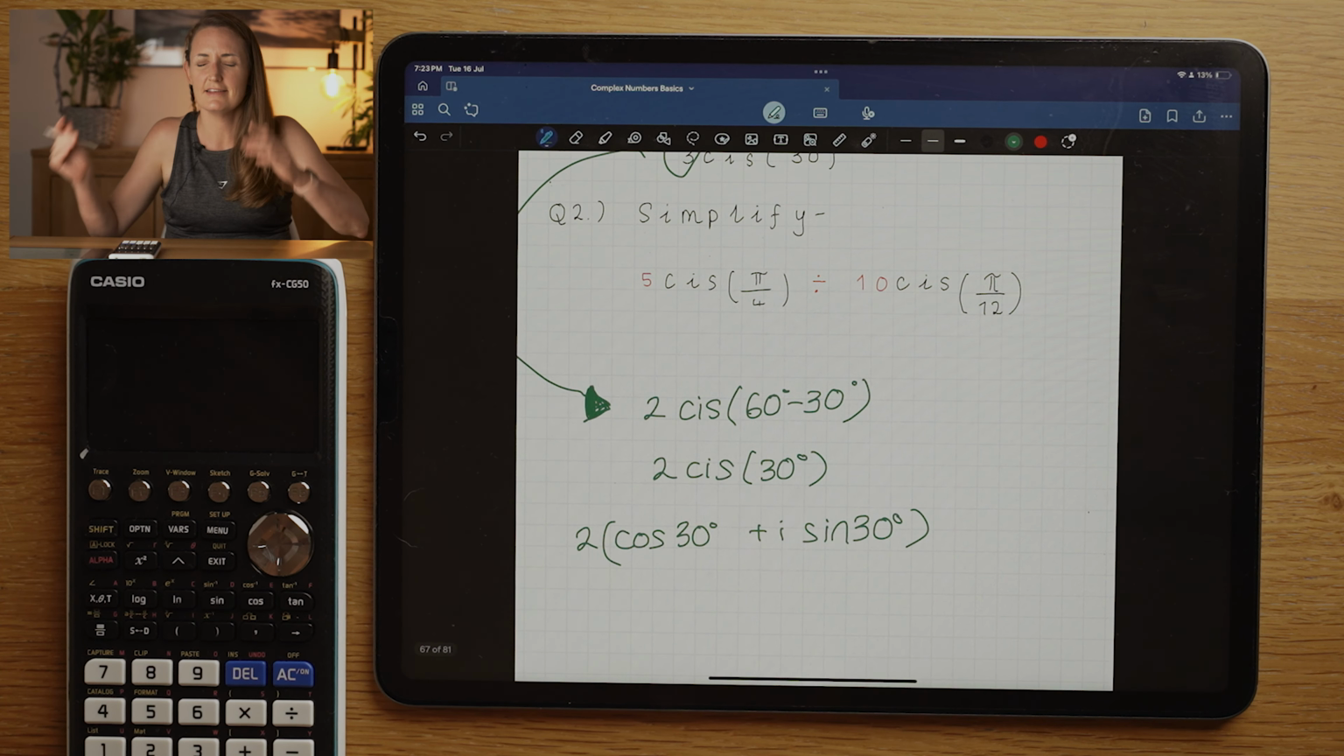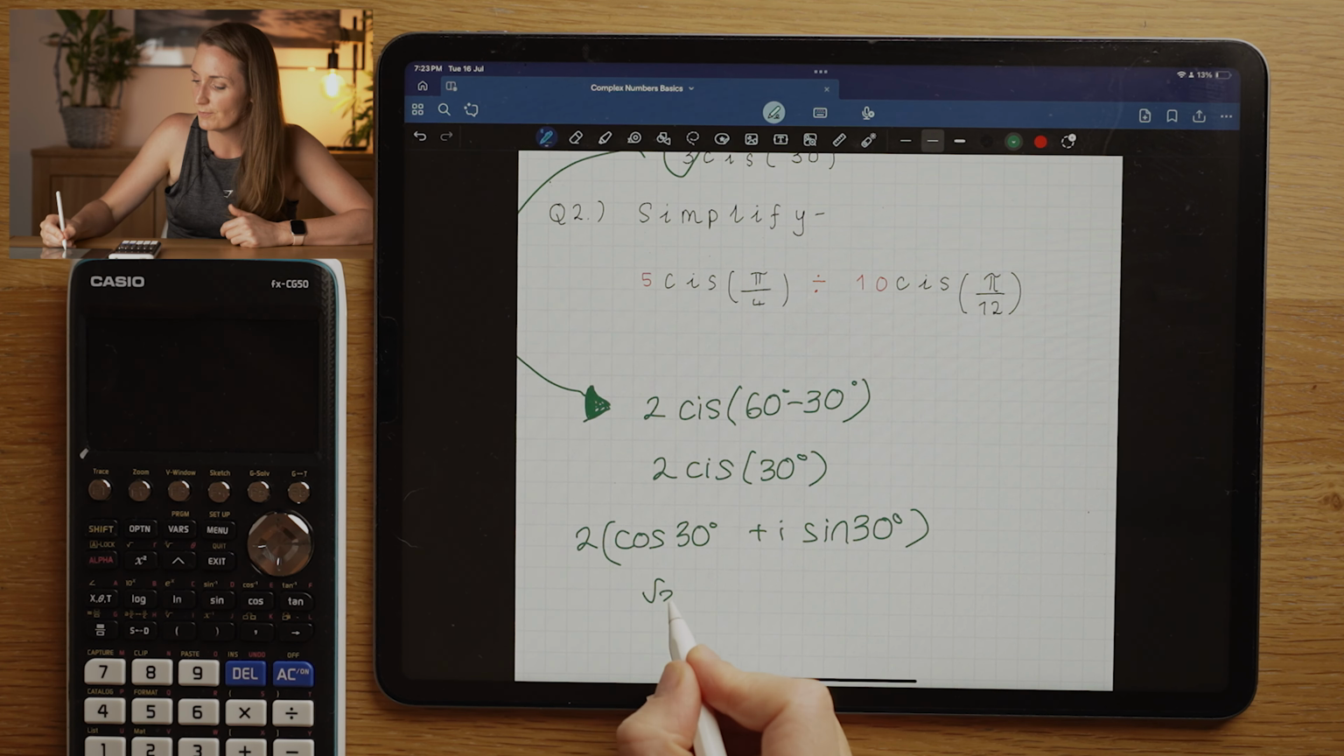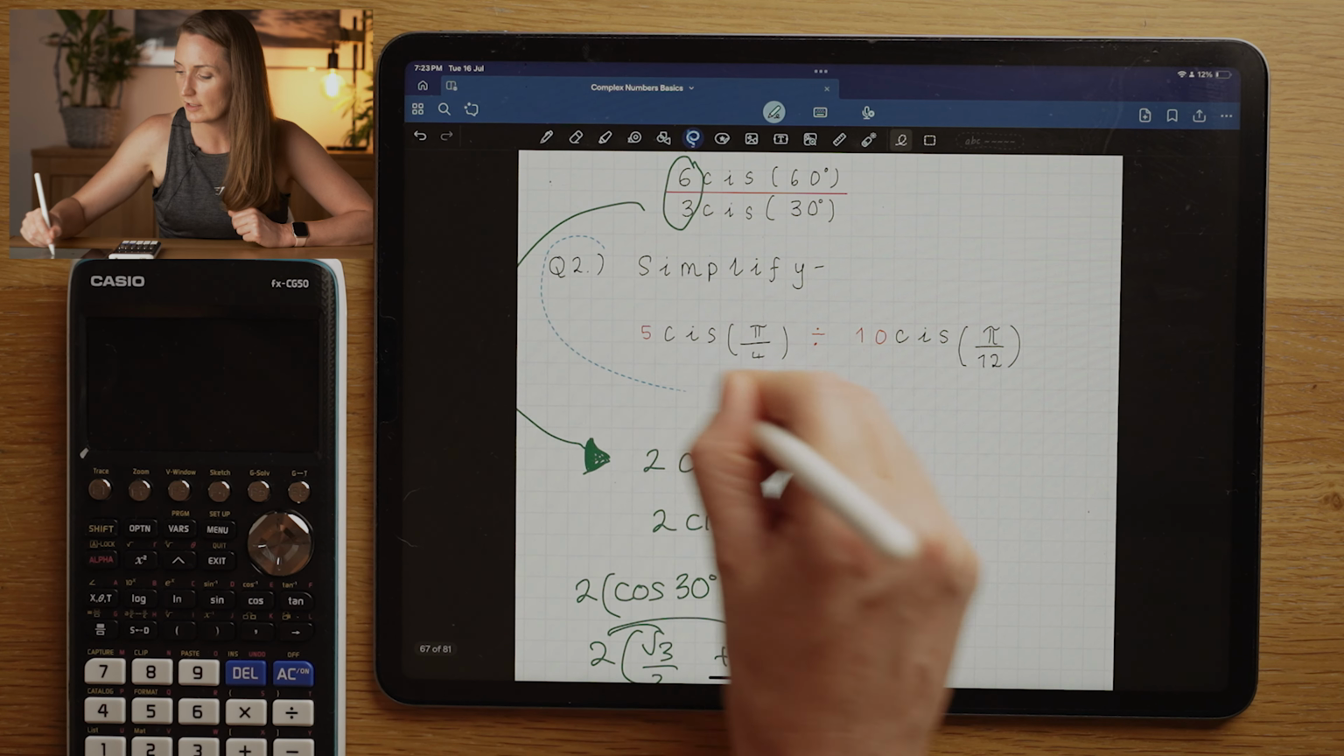Cos 30 is, let me visualize my triangle, cos 30 is square root 3 over 2. And sin 30 is going to be a half. Expand. And you have your answer, if needed, in rectangular or Cartesian form, depending on what your teacher calls it.